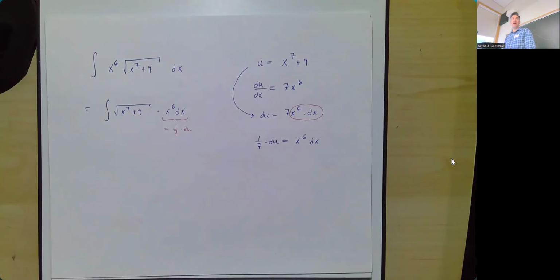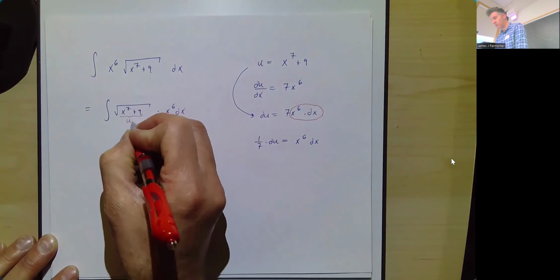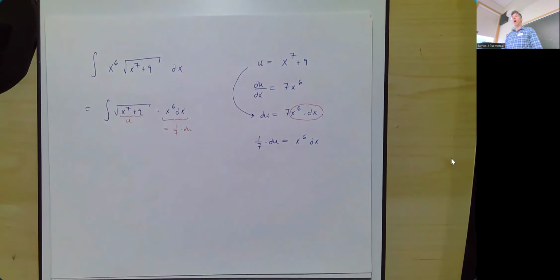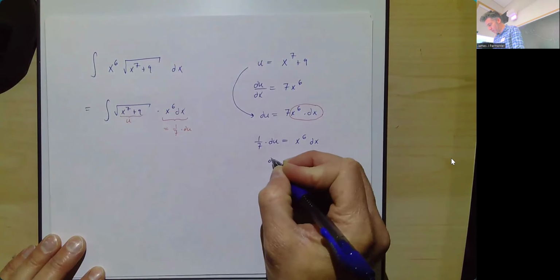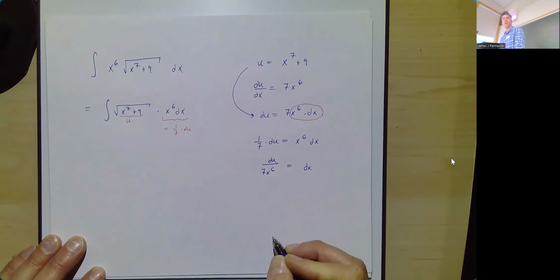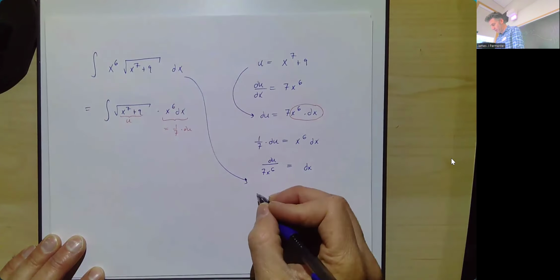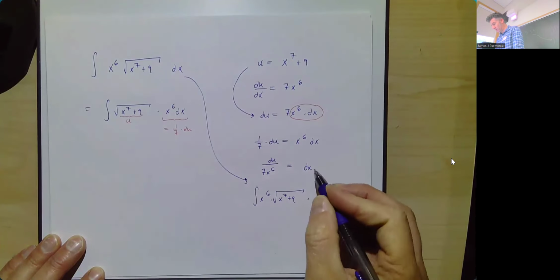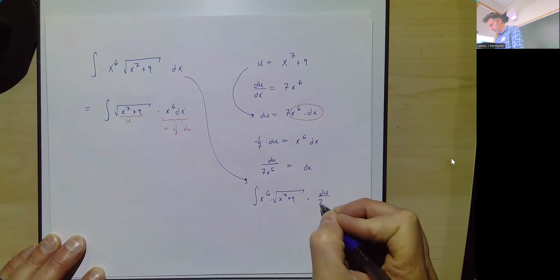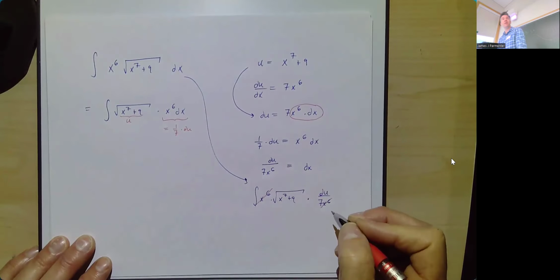Now that I've taken care of dx turning into du, which is always the thing we should do first, then I'm going to replace everything else with what I can. That's going to be u. Other people might say I would rather write dx equal to du divided by 7x to the 6th, and then take this integral here and rewrite it as the integral of x to the 6th times the square root of x to the 7th plus 9 times dx replaced by the du over 7x to the 6th. And then they cancel the x to the 6th. This is not the way I like to do it, but it does work just fine.